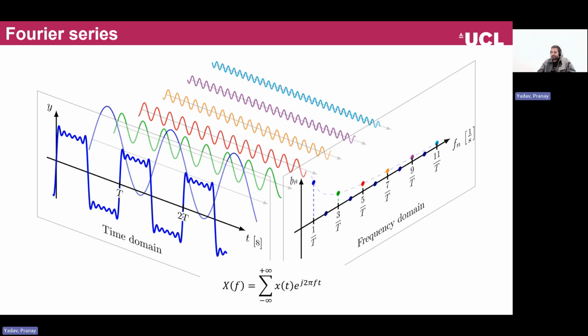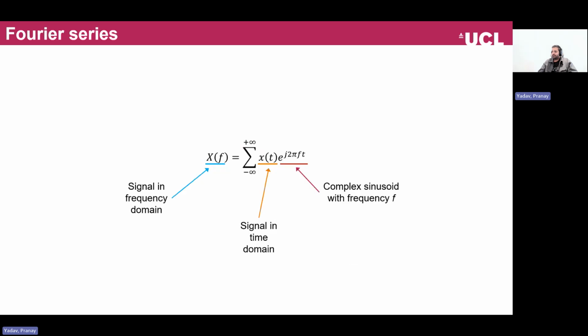Formally, this is expressed in this equation where small x of t is the time domain representation of a signal, and capital X, which is a function of frequency now, is the frequency domain representation of that signal. The third term is the complex sinusoid with a certain frequency. Now, using this expression, we can compute the amplitude at each frequency. We can compute the phase of each frequency, which is the complex argument. And we can also compute the power spectrum, which is the square of the amplitude.